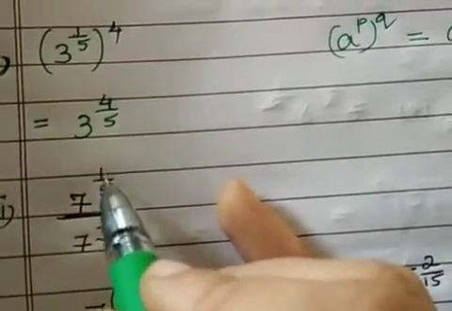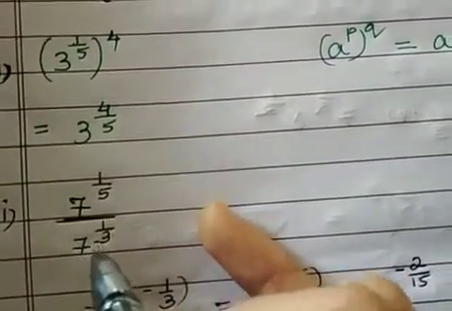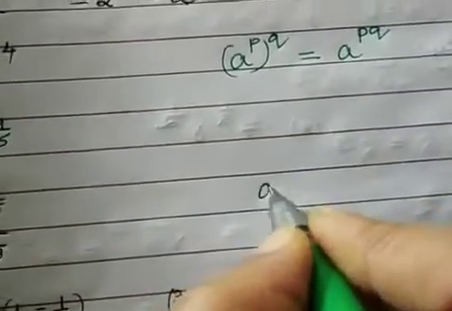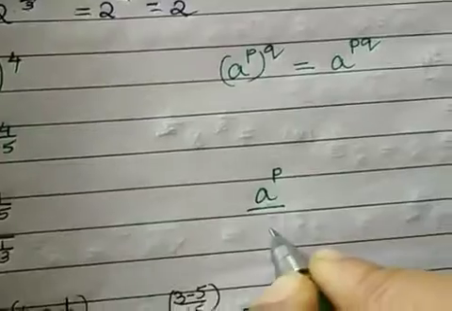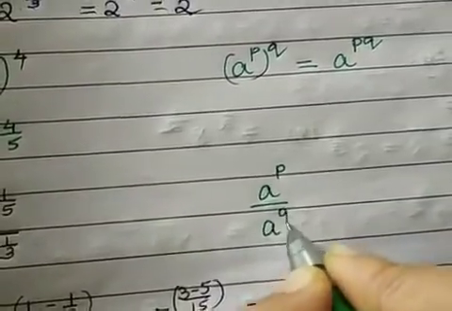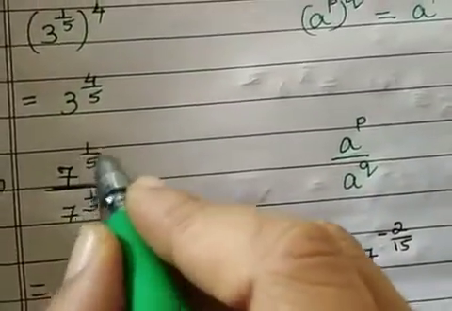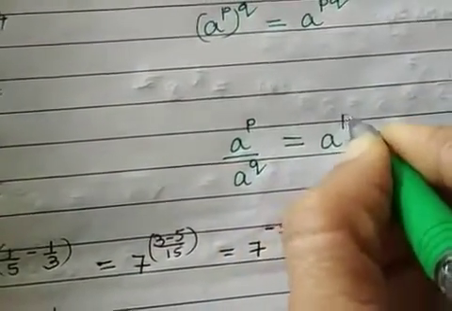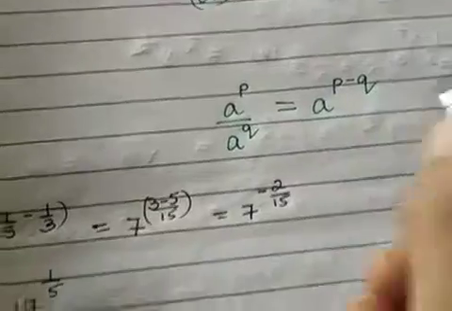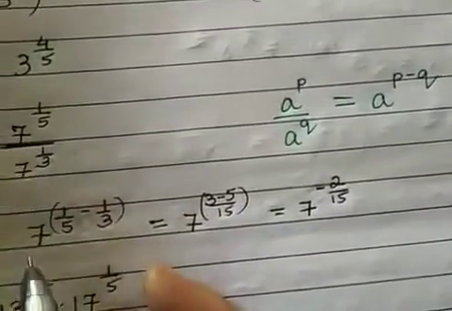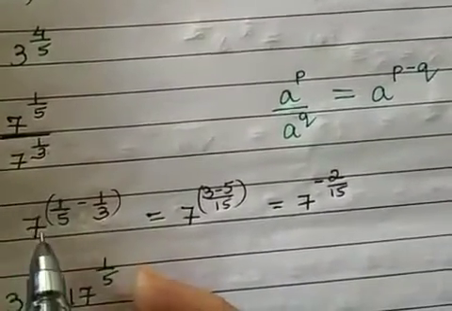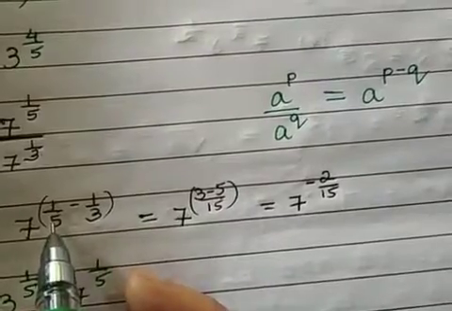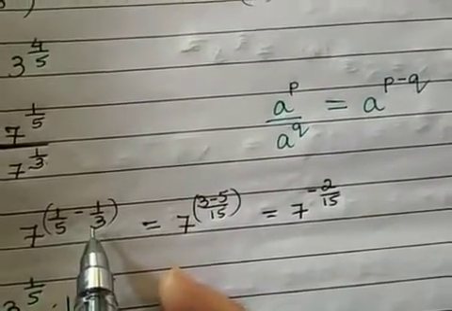The third example, 7 raised to 1 upon 5 upon 7 raised to 1 upon 3. This is of the form a raised to p upon a raised to q, right? Because they have the same base but different exponents. And you know this is equal to a raised to p minus q. So using that law, I can write this as 7 raised to 1 upon 5 minus 1 upon 3.